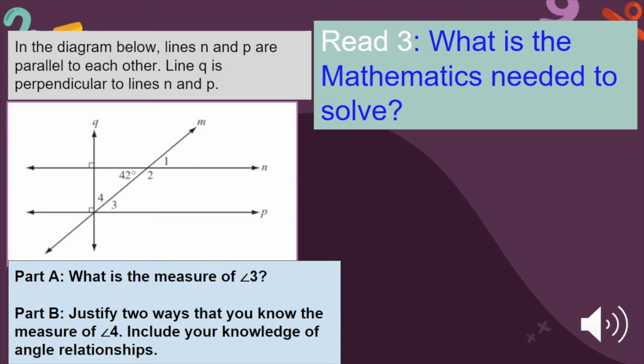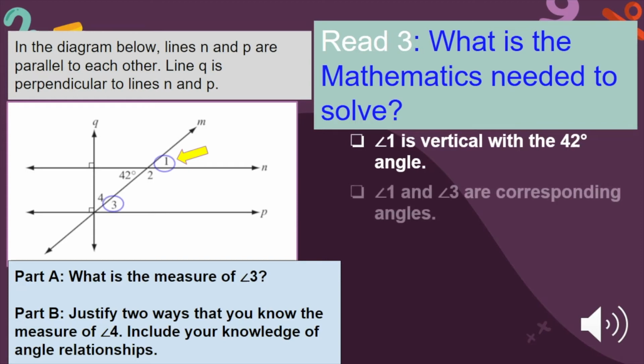Angle 1 is vertical to the 42-degree angle. So that means the measure of angle 1 is 42 degrees because vertical angles are congruent. Also, angle 1 and angle 3 are corresponding angles of the parallel lines. Corresponding angles are congruent, so that means the measure of angle 3 is also 42 degrees.